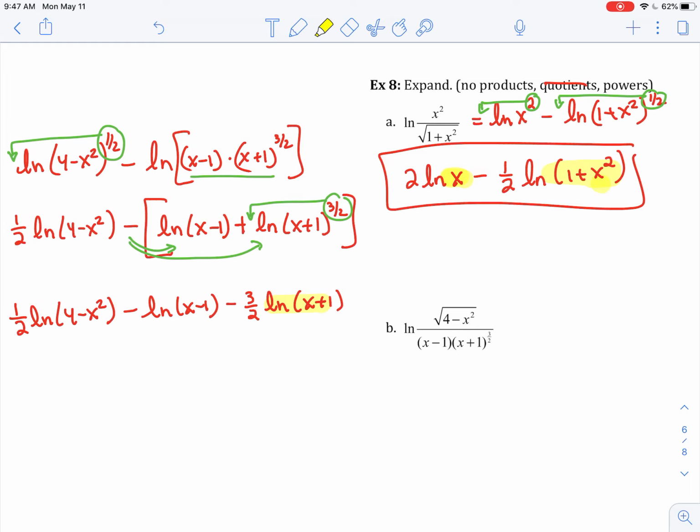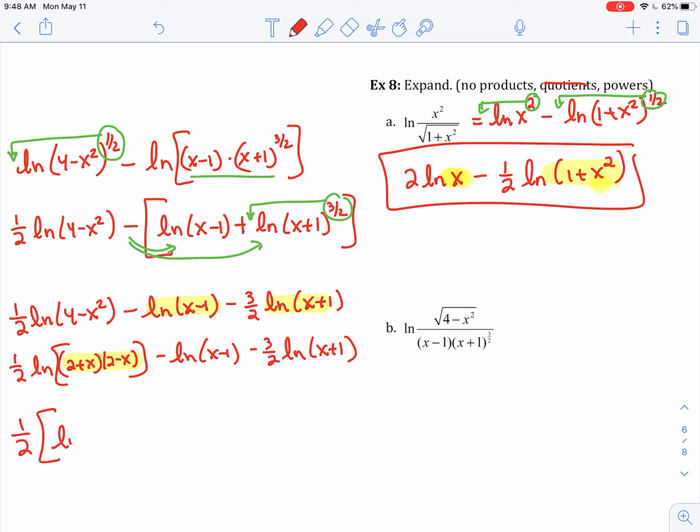Here we have the log of a sum. Here we have the log of a difference. But here, natural log of 4 minus x squared, keep in mind that 4 minus x squared is the same thing as 2 plus x times 2 minus x. So we technically have the log of a product. And we know that we don't want to have any logs of products, quotients, or powers in our final answer. So a single log product, we can expand that now to 2 log addition.